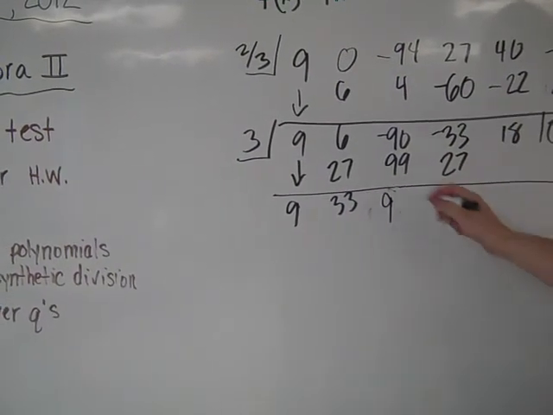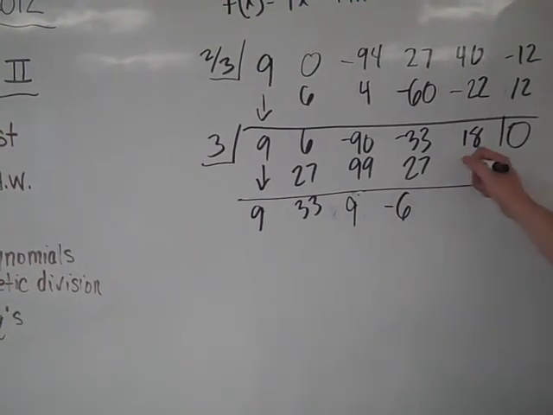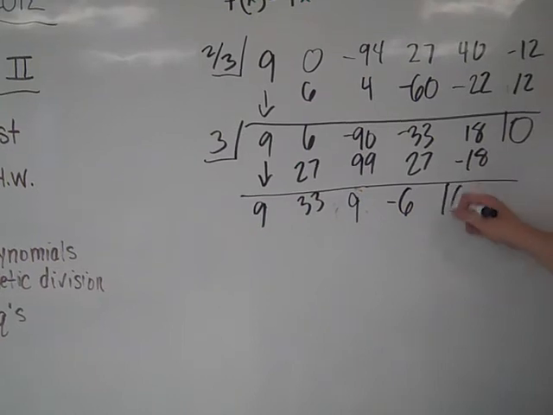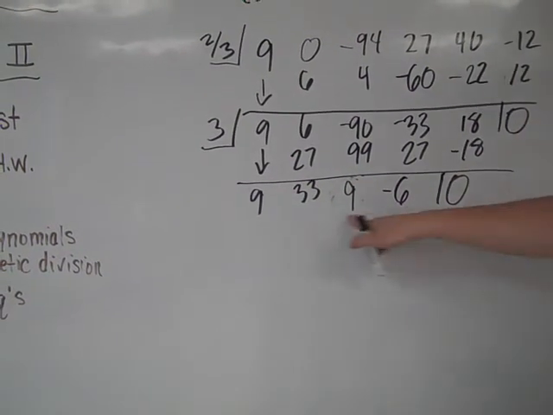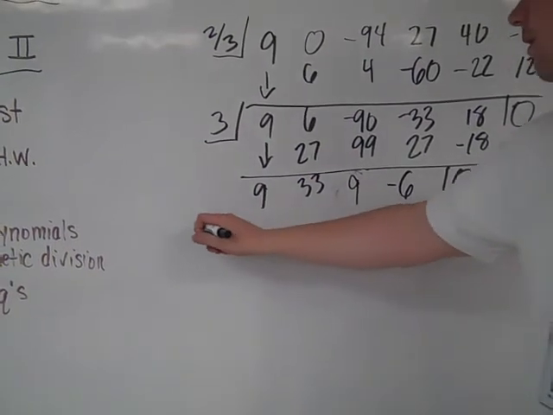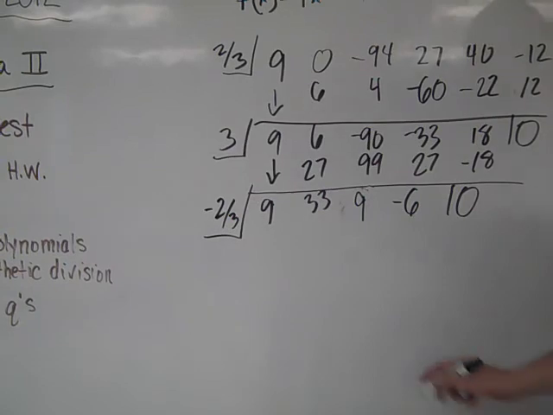This is where I'm going to start getting rid of my negatives. So this is going to be negative 6. That gives me negative 18, so that's going to be 0. And lastly, my last root, because this is still a cubic, is going to be negative 2/3. Here we go.